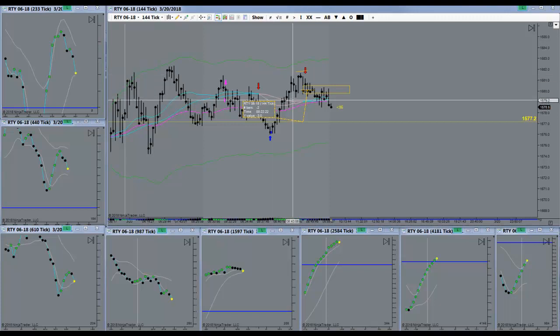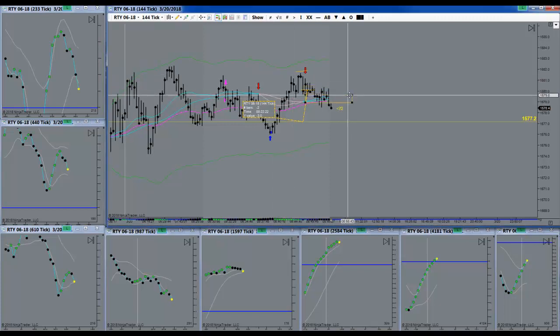Okay. Went sideways here for a little bit. That's exactly what the BBs were telling us was going to happen. Now they're telling us they're going to push down. If you look at the 440, look at the distance between the previous and the current. A lot of power down. It should hit target without any problem.